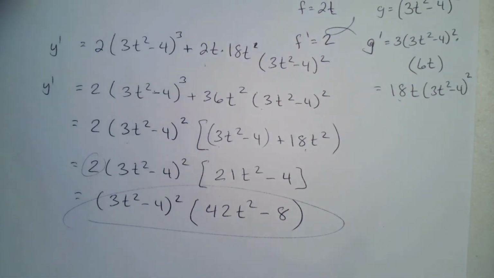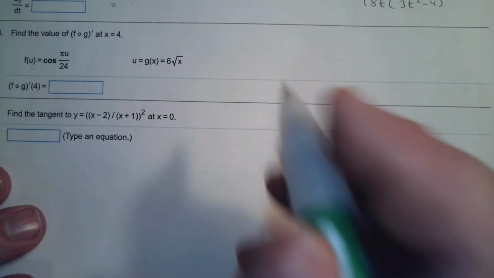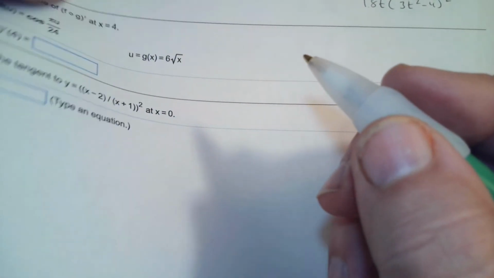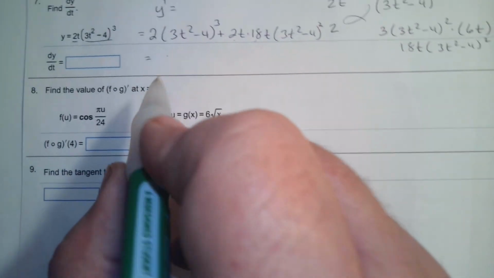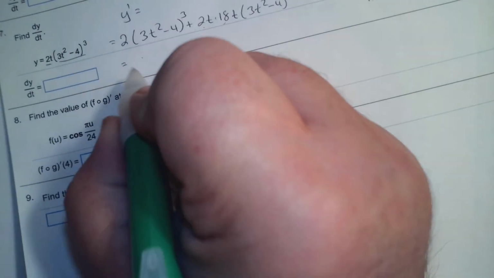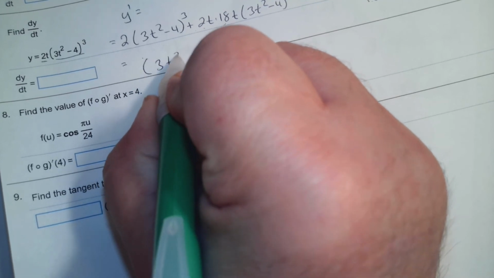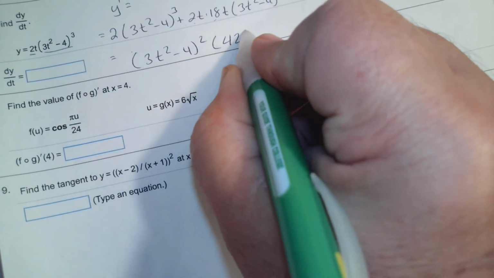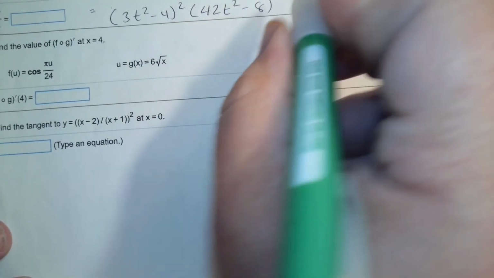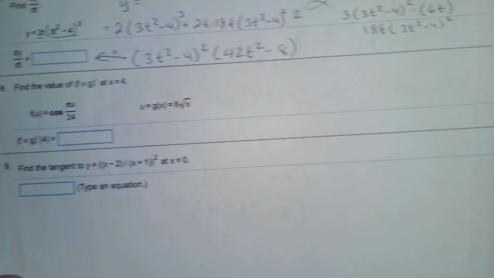So where does that one go? Right here. (3t squared minus 4) squared times (42t squared minus 8). That goes in there. From all this stuff.